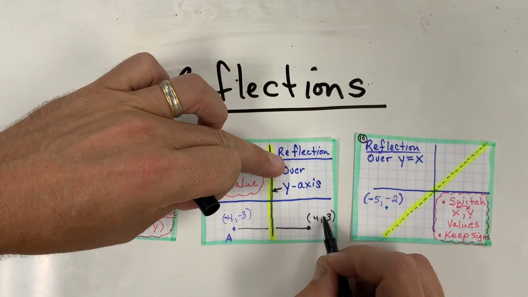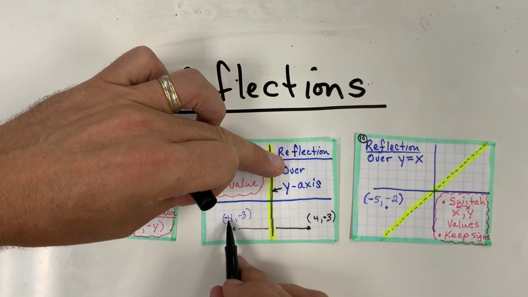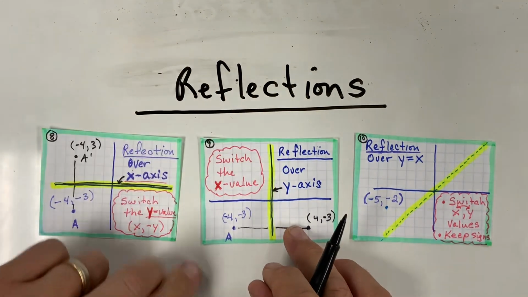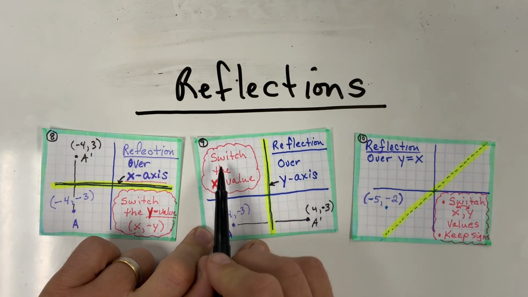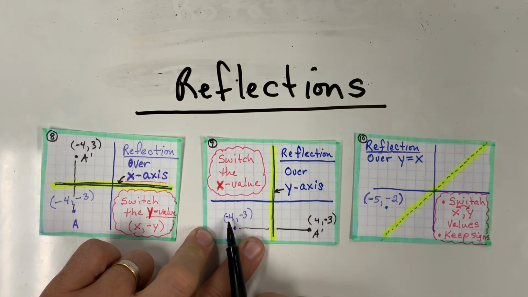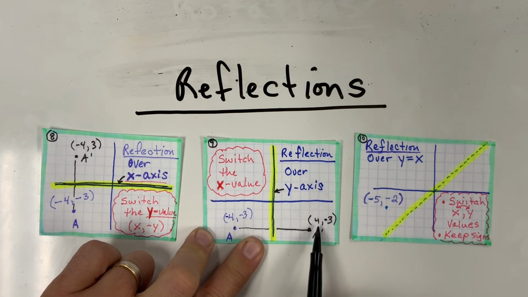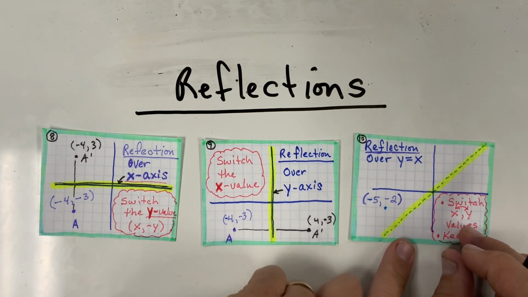Now, notice the only thing that changes. You had -4, -3. The -3 stays the same, but the 4 changes sign. So when you see that, for your new A prime, if it says reflect across the y-axis, you switch the x value, which was originally a -4, now it becomes a +4. And lastly, we have to do this one here for the diagonal line y equals x.